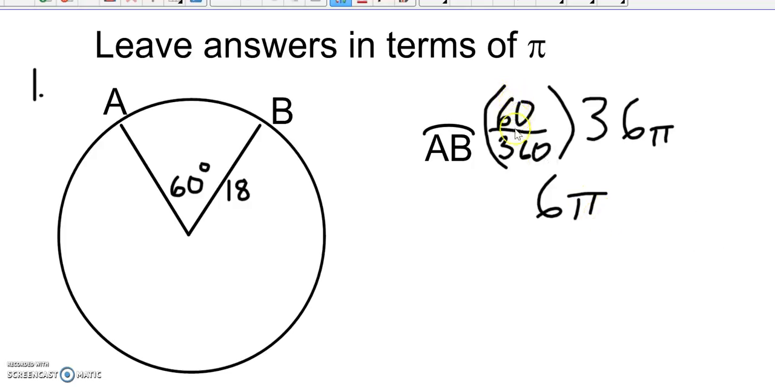So just do 60 out of 360 just like this, times 36. Do not type the pi in your calculator. It'll tell you it's 6. You write the pi or type the pi in next to it.